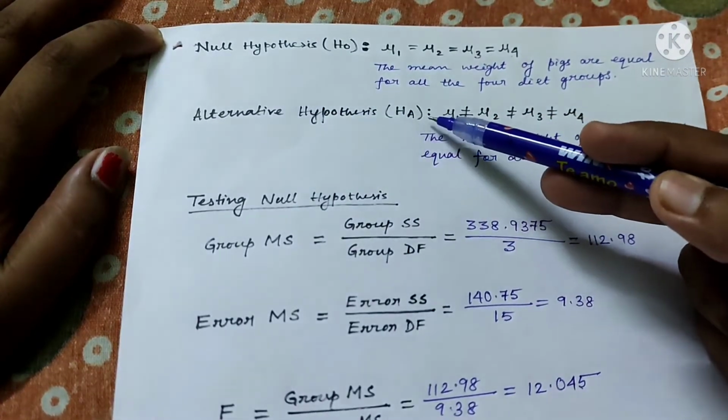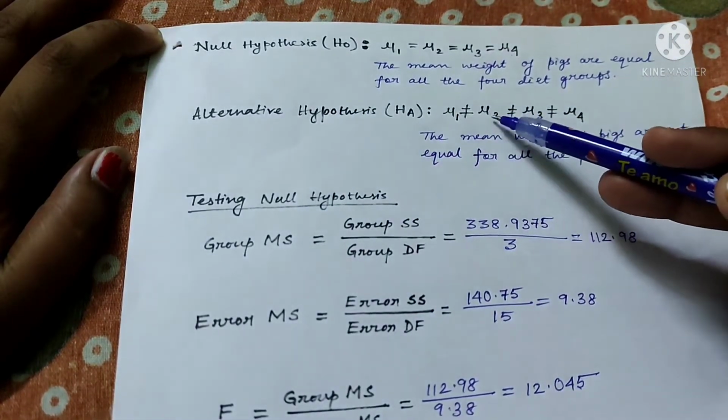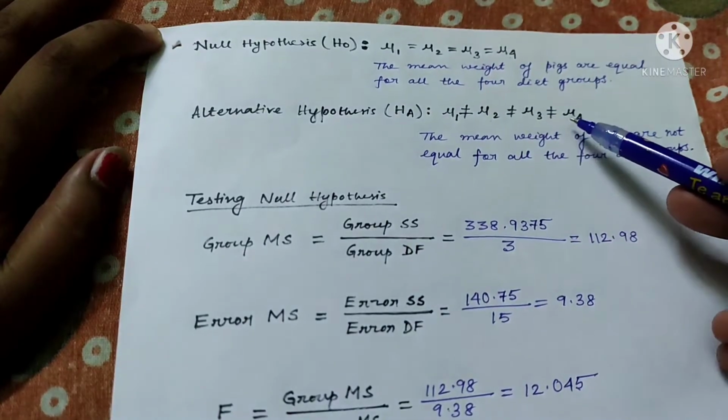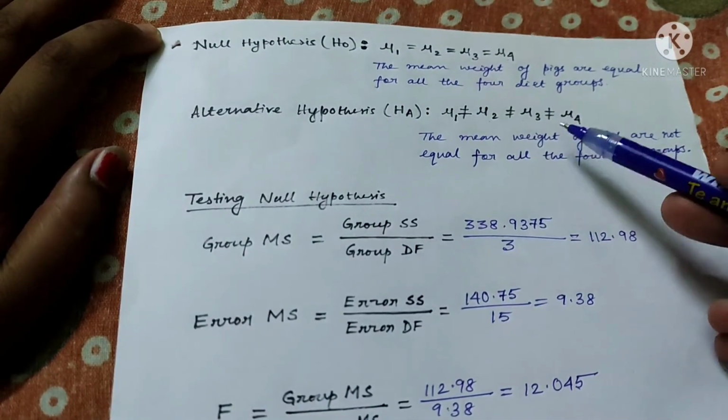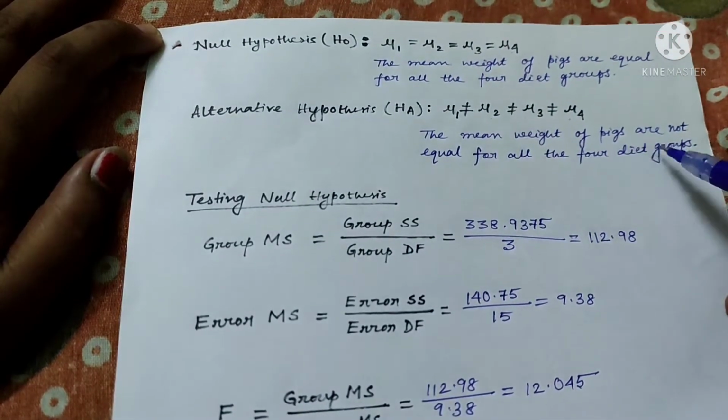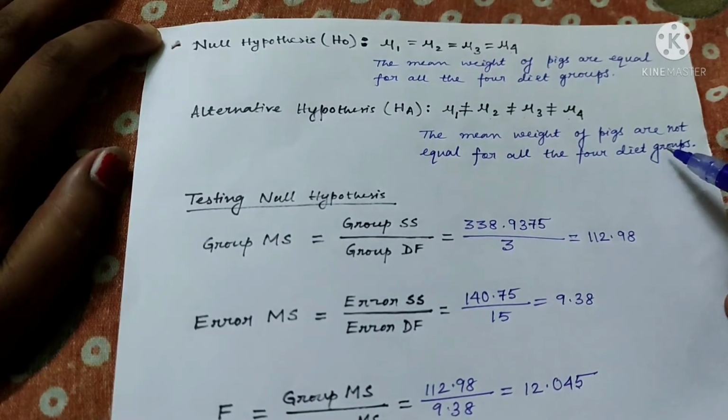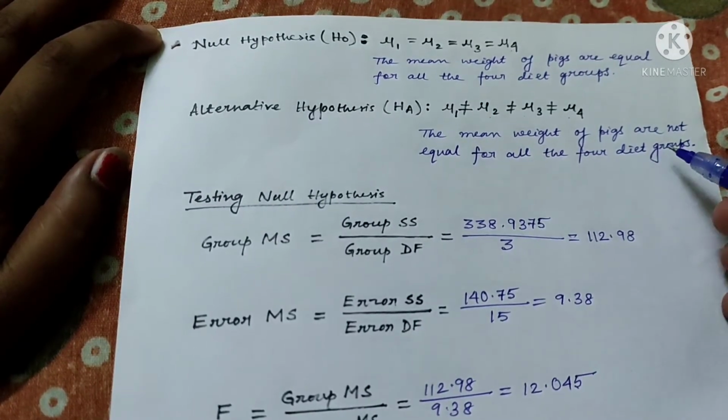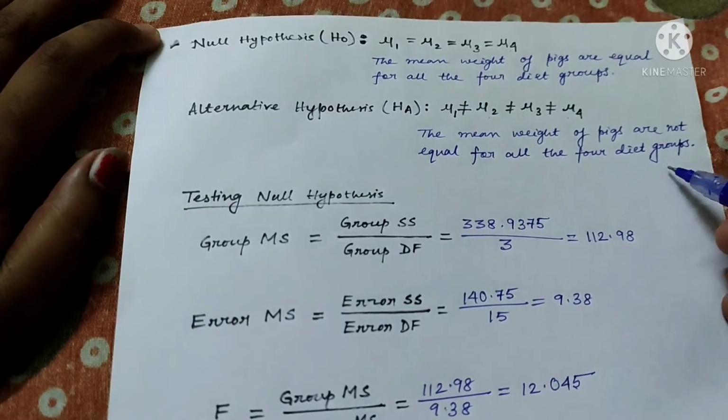Whereas the alternative hypothesis says that mu1 not equal to mu2, not equal to mu3 or not equal to mu4. That means the mean weight of pigs at different feed groups or different diet groups are not equal. Okay, that is our alternative hypothesis.